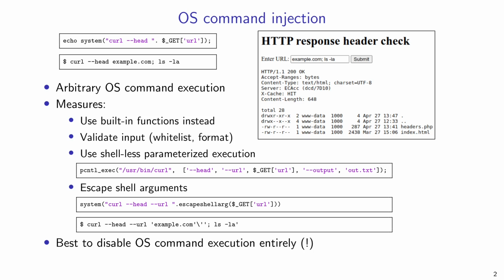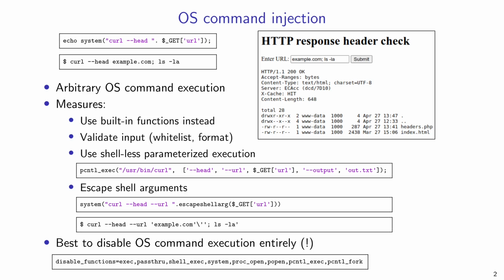But to emphasize once more, the best approach would be to disable command execution entirely in the server configuration. In PHP, this can be done by using the disable_functions directive, listing all PHP functions that can be used to execute system commands. So this line would have to be added in the PHP ini configuration file. This should be the default configuration unless there is a justified reason why command execution should be enabled.